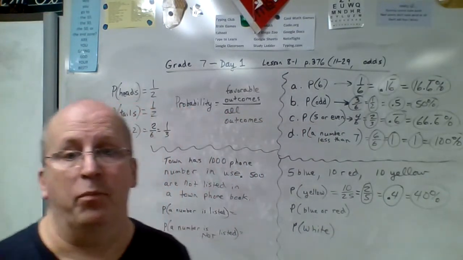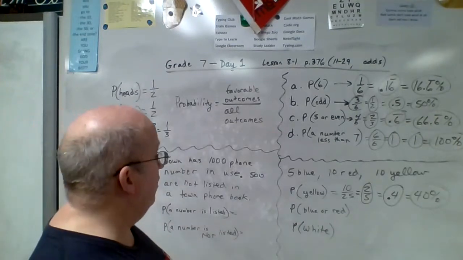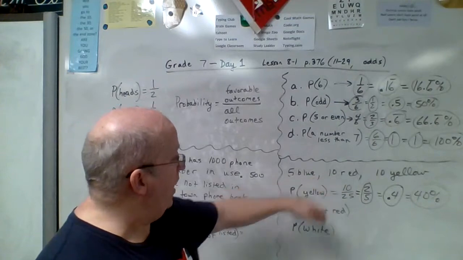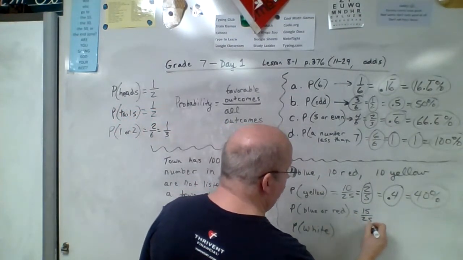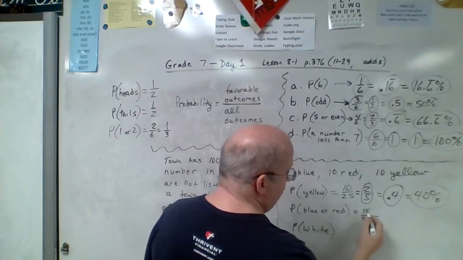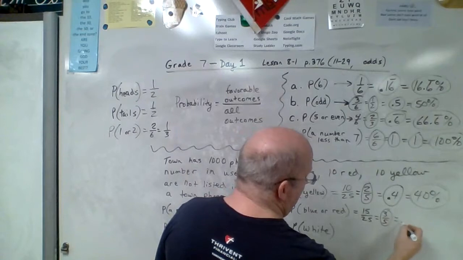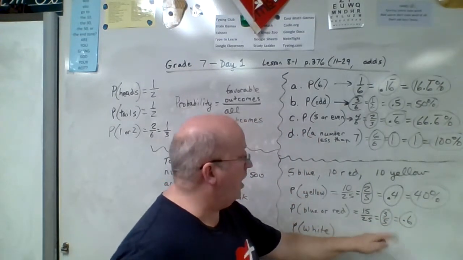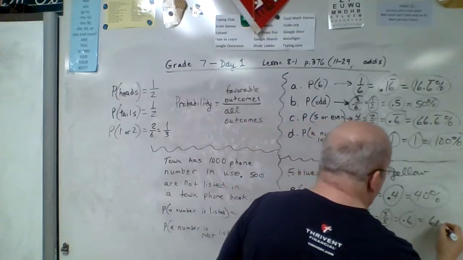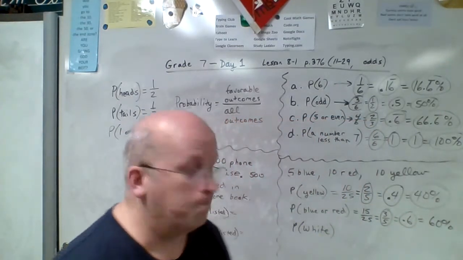Look at the second problem. What is the probability of getting a blue or a red marble in this case? Blue and red is a total of 15. So that would be 15 out of 25, which simplifies, divide by 5, to 3/5, which is the decimal number of 0.6 when you divide 3 by 5. And that is the percent of 60% when you move the decimal point 2 places over.